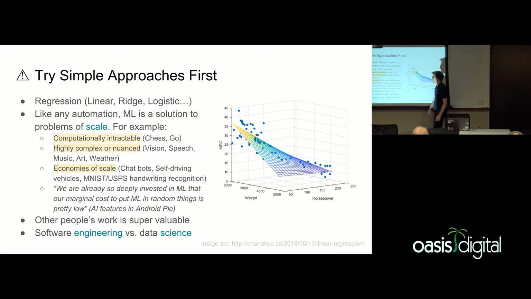And I just had to add this last one. We're already so deeply invested in machine learning that our marginal cost to put machine learning in random things is pretty low. So all the AI features that Google's putting into Android kind of fits in that category to me.